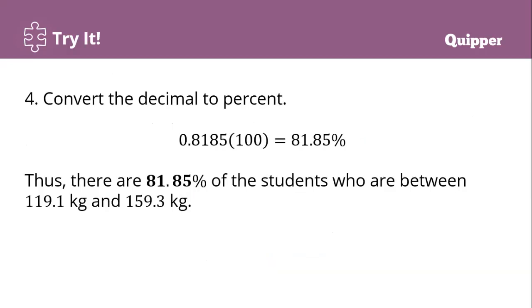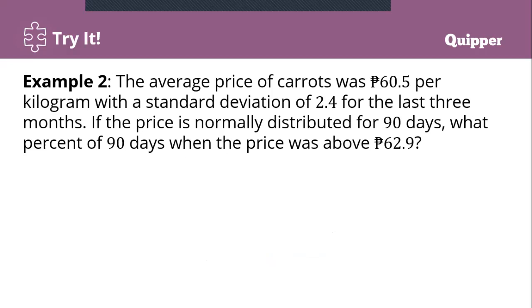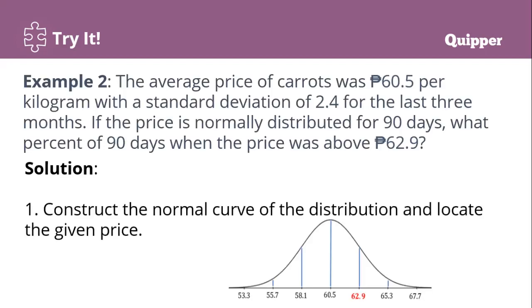So the final answer: since we are looking for a percent, we change decimal to percent by moving 2 places to the right, or simply times 100. So 81.85%. Okay? Example number 2. The average price of carrots was 60.5 pesos per kilogram with a standard deviation of 2.4 for the last 3 months. If the price is normally distributed for 90 days, what percent of the 90 days was the price above 62.9 pesos, 62 pesos and 90 centavos?